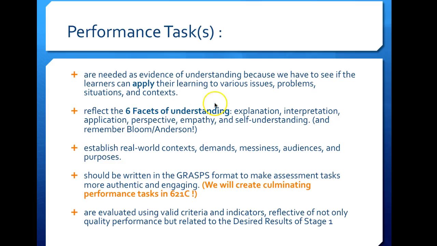Six facets of understanding: explanation. If a student can explain it, if they can interpret it, if they can apply it, if they have perspective, multiple perspectives, or if they have empathy and they have self-understanding, these are the higher level ways of showing that they have learned something. If they can do those things, you know they've learned it. Establish real-world context, demands, messiness, audiences, and purposes. So life isn't neat. So there's a lot of negotiation when it comes to performance tasks. Should be written in GRASS format. Don't even worry about that right now. We'll do that in level C for the culminating performance tasks, and are evaluated using valid criteria indicators.